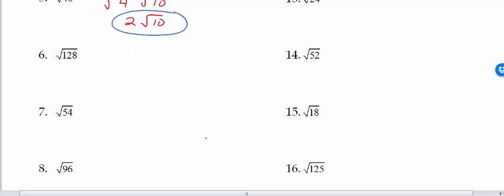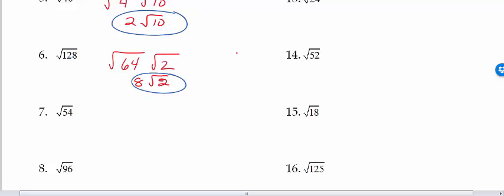128. I do know 4 goes into it 32 times, but I also know 4 goes into 32. So as I'm thinking of that, I can quickly deduce that 64 goes into 128 2 times. And the square root of 64 is 8, so 8 square roots of 2. So it's important to try to find the largest square root. In that one we could have had 4, 16, or even 64.